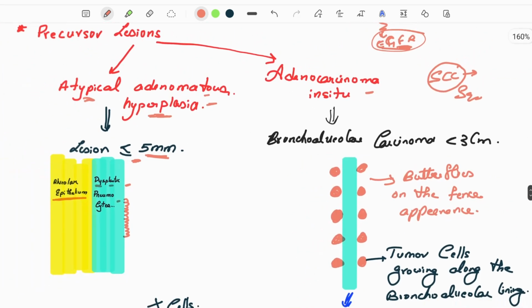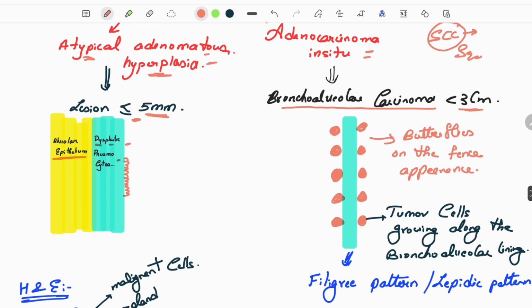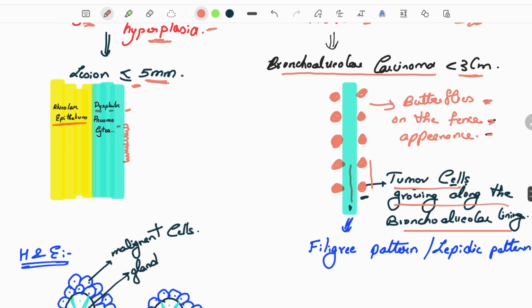Next one is adenocarcinoma in situ. This is bronchoalveolar carcinoma, which is less than 3 centimeters. The important feature one should remember is the butterflies on the fence appearance. This is the epithelium, and lining the epithelium are the tumor cells. So tumor cells are growing along the bronchoalveolar lining. Because of this, there is a butterflies on the fence appearance, and this is a filigree pattern or lepidic pattern.